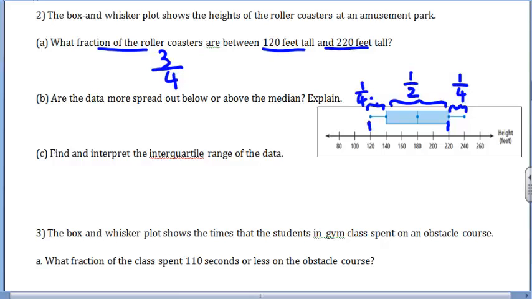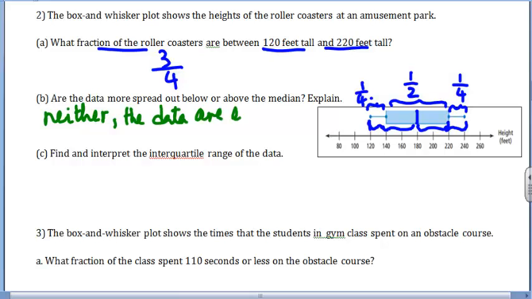Are the data more spread out below the median or above the median? So that means they're asking, is the data spread out here? And remember, that's the median, or here. Doesn't it look pretty much even? So we should say neither, and just say that the data are evenly spread below and above the median.